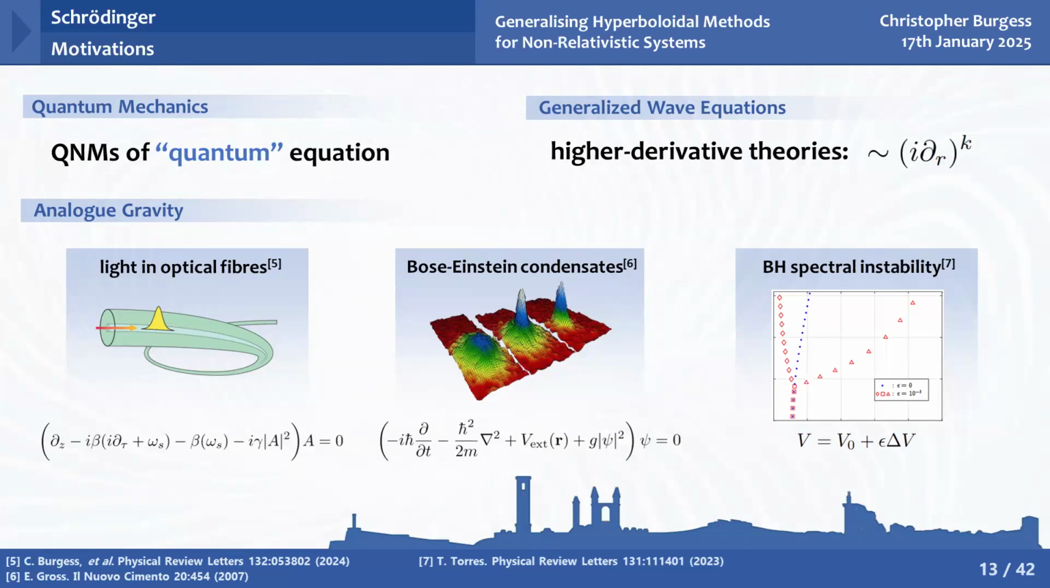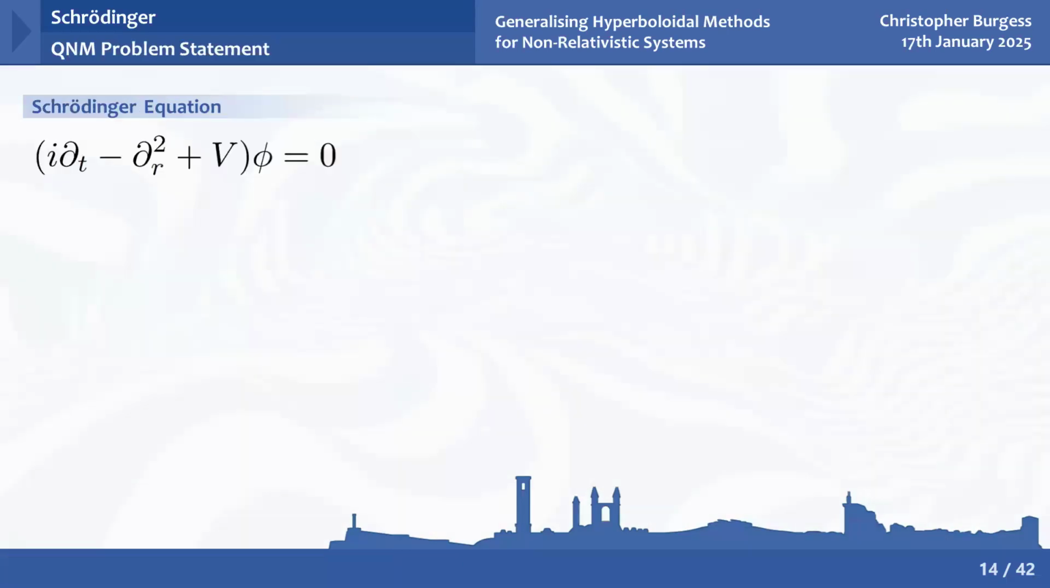And also this is useful if you want to model experiments in a more realistic way. So all of these physical systems that we have in the lab, they all involve higher dispersion in some way. And so being able to accommodate that into your theory and then see what happens to the spectrum is essential for modeling experiments.